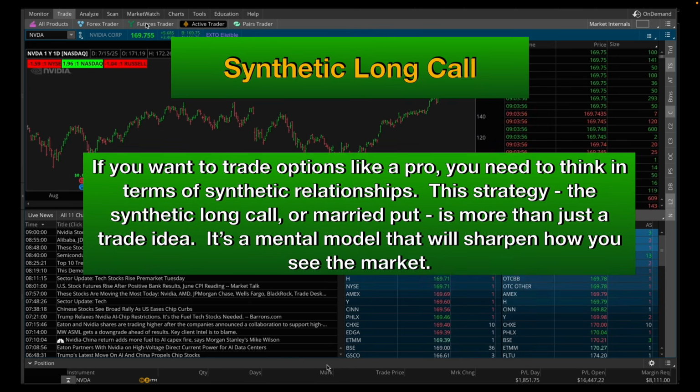If you want to trade options like a pro, you need to think in terms of synthetic relationships. This strategy, the synthetic long call, otherwise known as the married put, is more than just a trade idea. It's a mental model that will sharpen how you see the market.